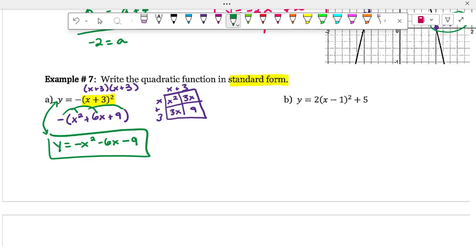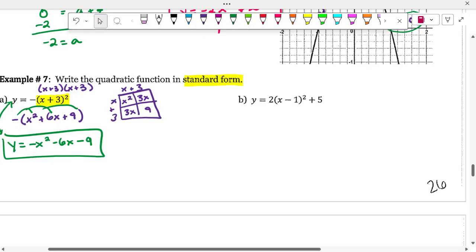These two functions are the exact same function. If you graphed both of those in Desmos or your graphing calculator, they would generate the exact same graph. The only difference is that the first one's in vertex form, the second one's in standard form. Just because they're different forms doesn't mean that they're not the same function.